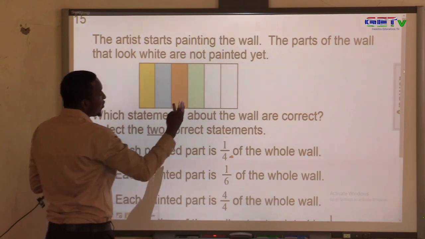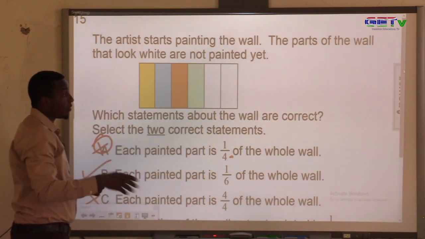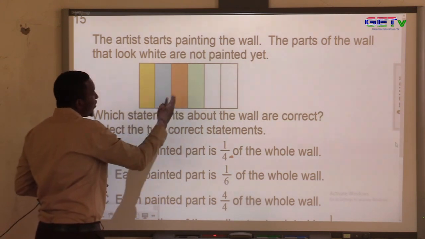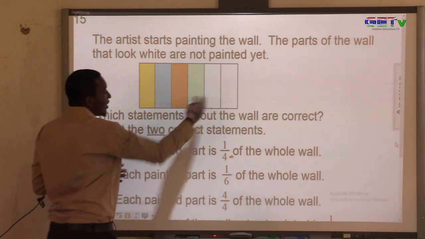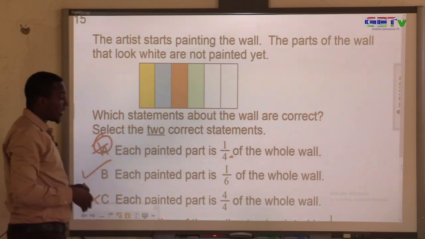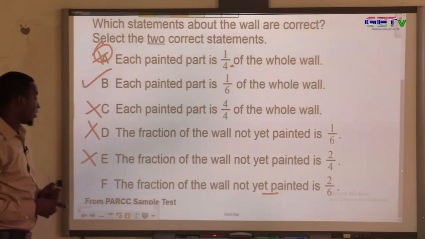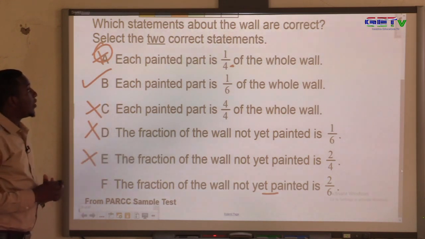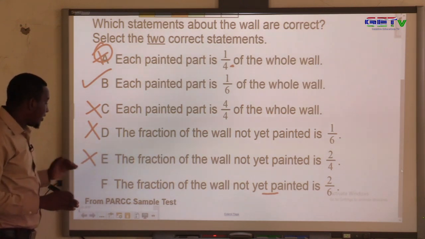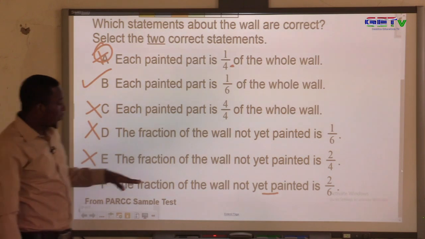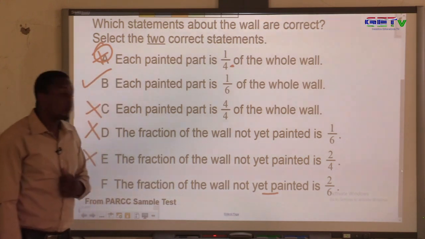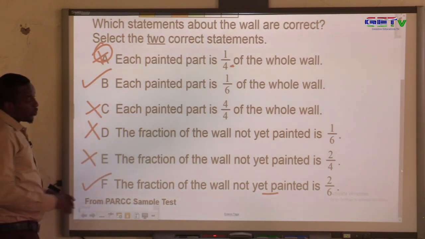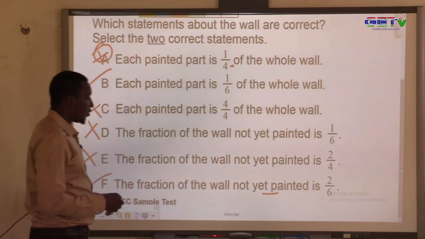The wall is divided into 6 equal parts. Well, that tallies with what the statement is saying. And also 1, 2, 3, 4 parts are painted and 2 parts are not painted. 2 parts are not painted also tallies with what the statement is claiming. So it means we have a wall divided into 6 equal parts, and 2 of those equal parts are not painted. And this statement claims that the fraction of the wall not yet painted is 2/6. So we can see that the answer is true. The statement is true. 2/6 of the wall is not painted.